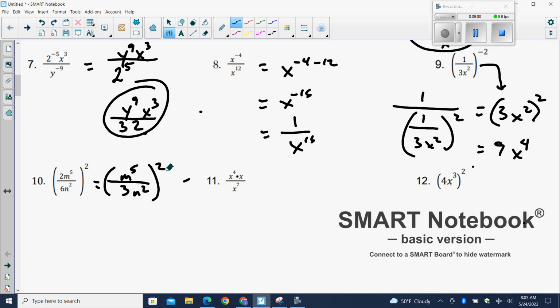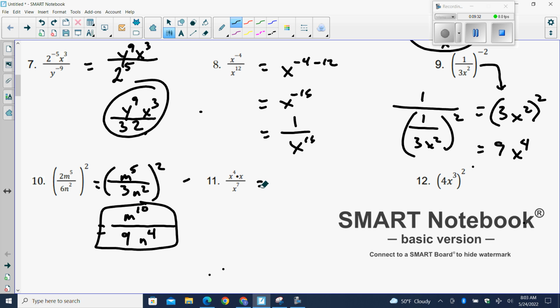I can just reduce my coefficients, my constants. And now I'm simply going to square all my terms. So m to the 5th squared is m to the 10th because I multiply exponents. 3 squared is 9, n squared squared, I multiply the exponents and I get 4. And there's my answer.